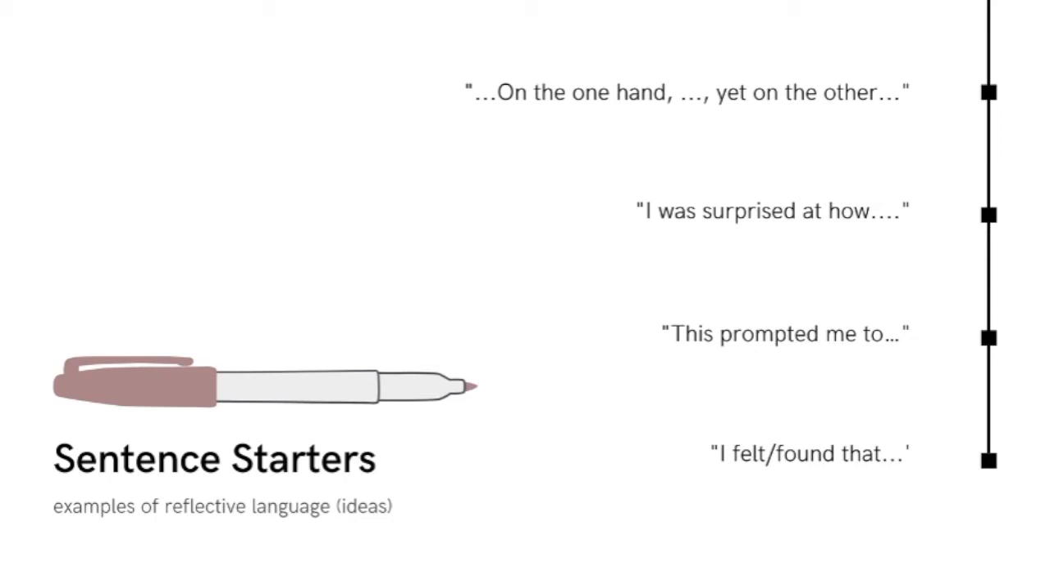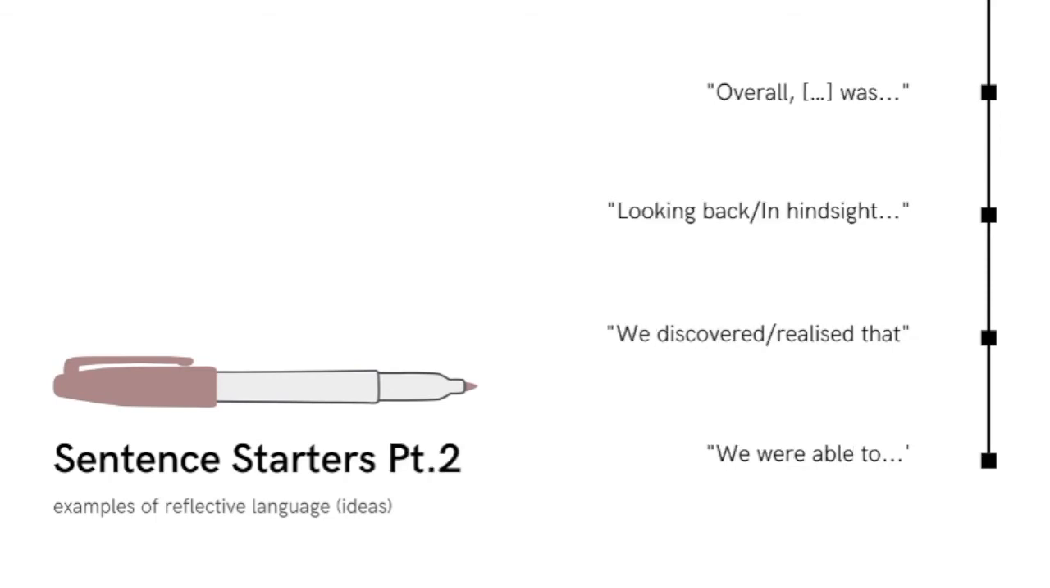Sentence starters such as "on one hand" and "yet on the other", "I was surprised at how this prompted me to", "I felt" or "found that", as well as language such as "overall", "looking back" or "in hindsight", "we discovered" or "realized that we were able to" are examples of reflective language.